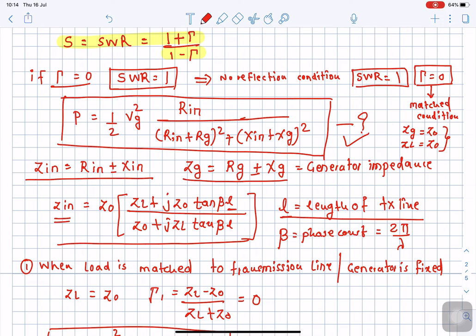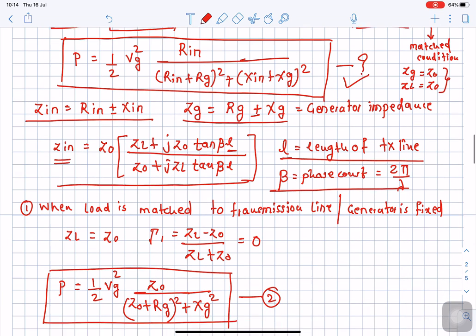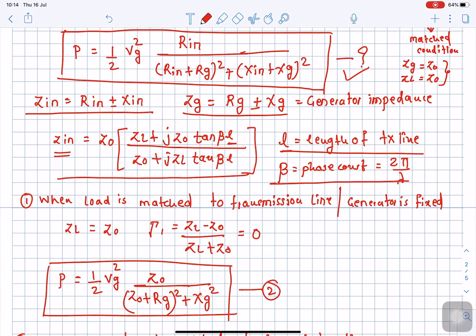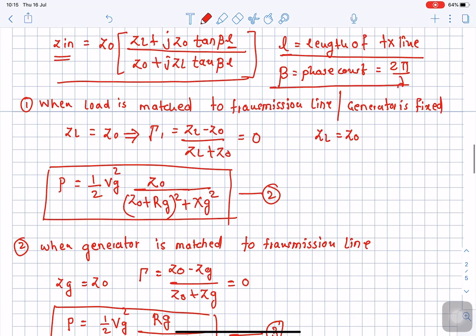And what is beta? Beta is the phase constant, written as 2 pi divided by lambda. Let us discuss further. When the load is matched, the load represented by ZL is matched with the transmission line characteristic impedance Z0. So when it matches, gamma 1 becomes 0. Gamma 1 is already given as (ZL minus Z0) divided by (ZL plus Z0), so it will become 0, and the same power equation can be reduced to equation number 2.